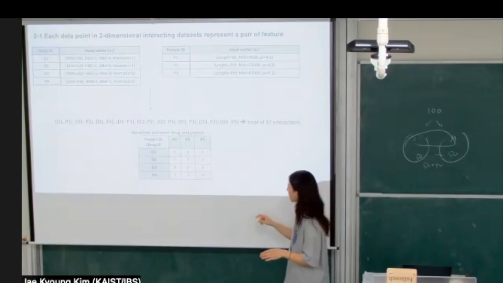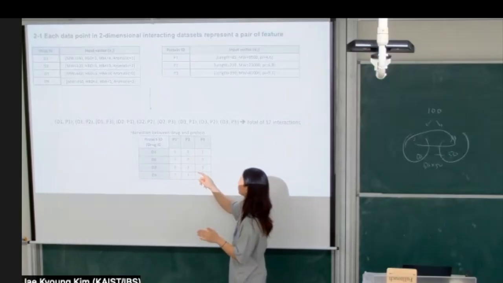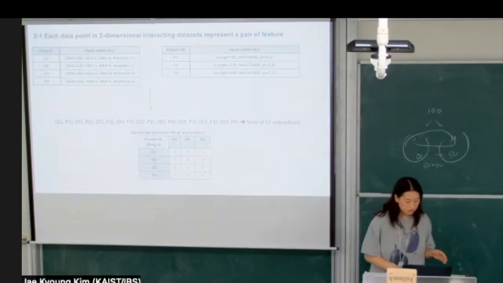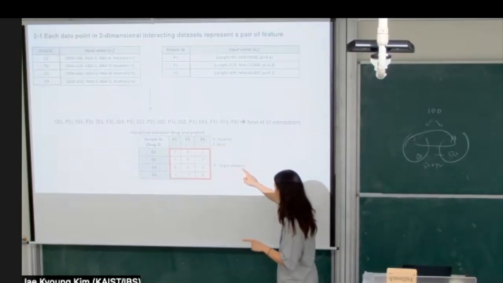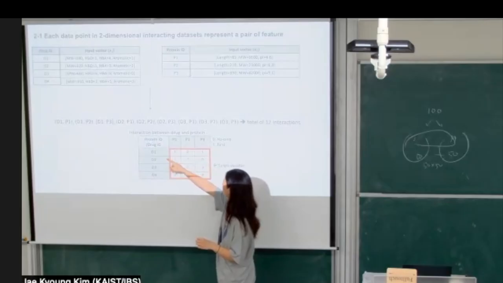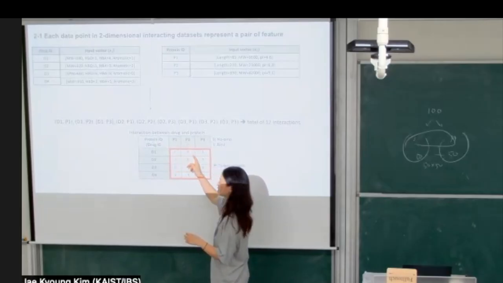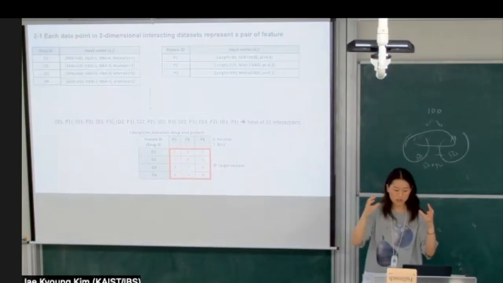It basically shows the interaction between the drug and protein, and these values inside are the target variables. D1, P1 means they bind, and D1, P2 means they don't bind. So there are two different types of inputs that make up an interaction.